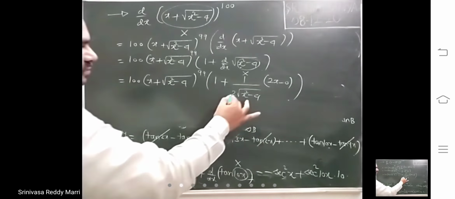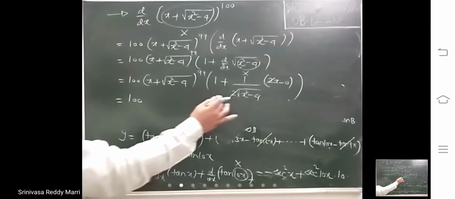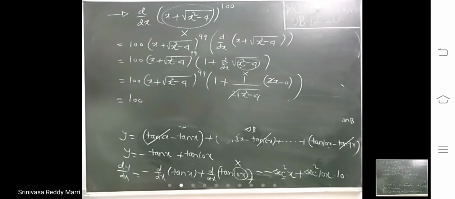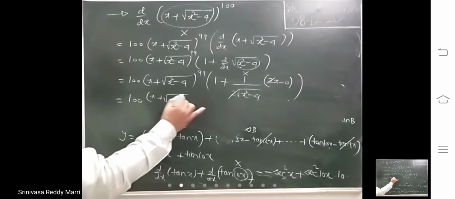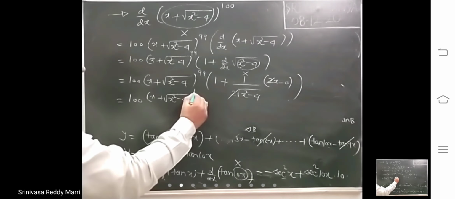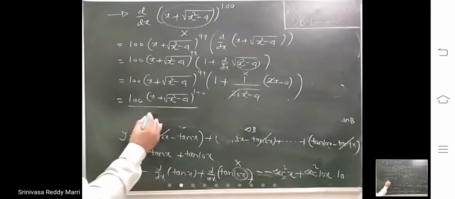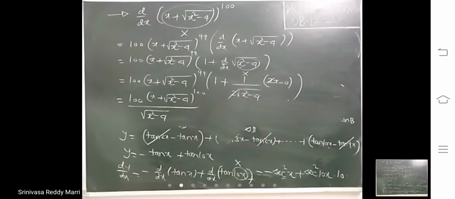So 2 cancel. Now take the LCM. If you take the LCM, root of x square minus 4 plus x, same thing. That means the expression to the power 99 into the expression to the power 1, so to the power 100, divided by root of x square minus 4. This is the answer.